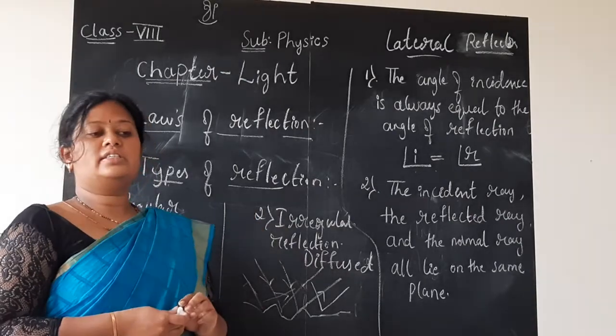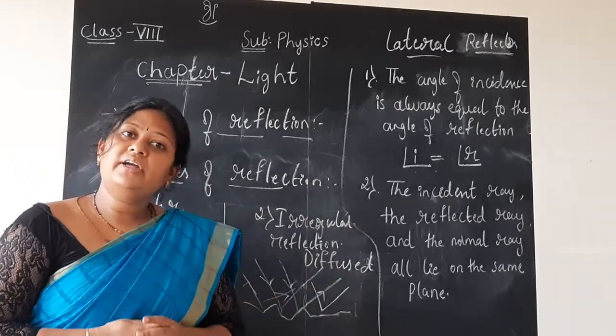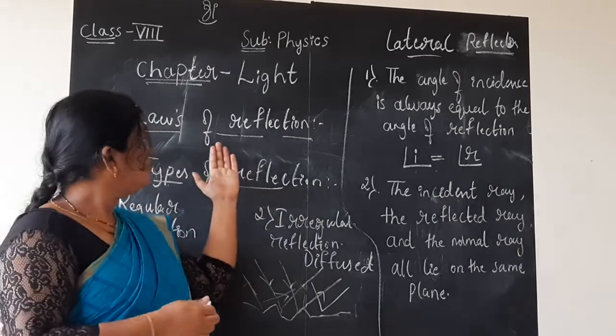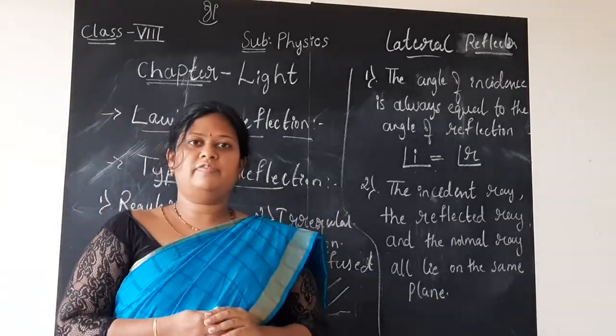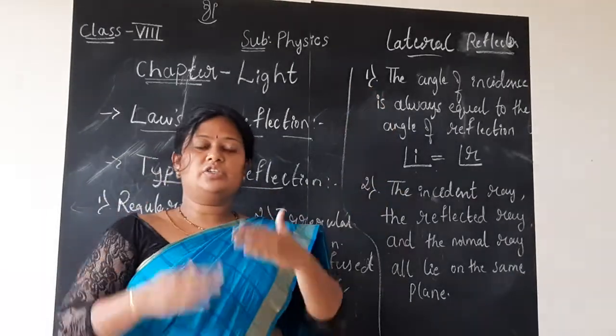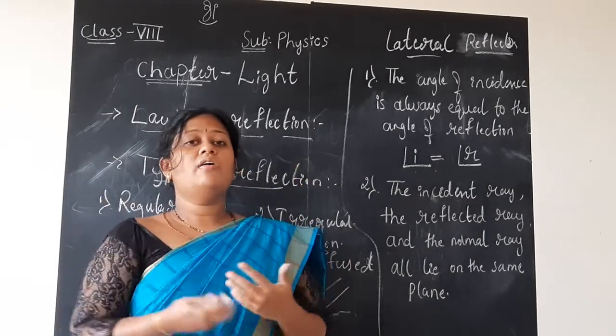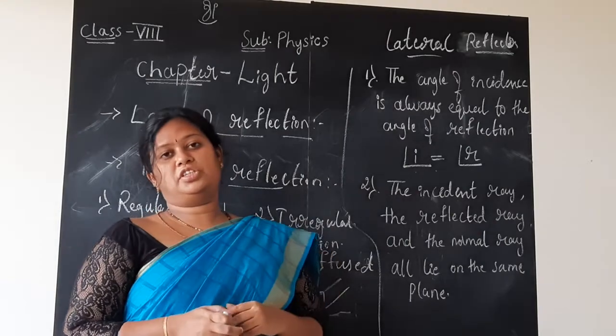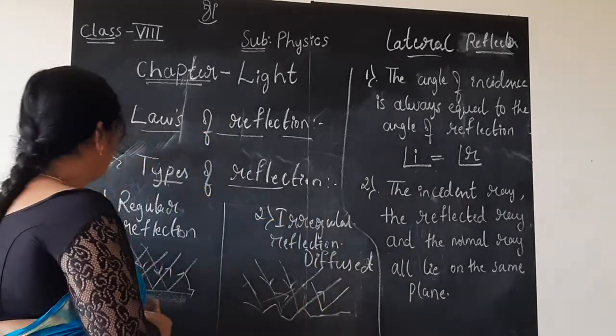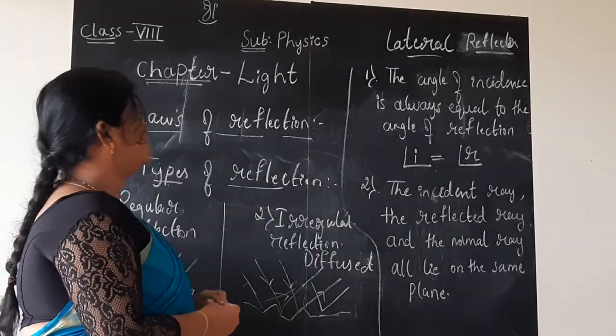Next, let us see what is this multiple reflection. So now we understood what is reflection, types of reflection, what type of change you see in front of the mirror, left hand, right hand changes, what you see, all that is called lateral reflection. There is something called multiple reflection.